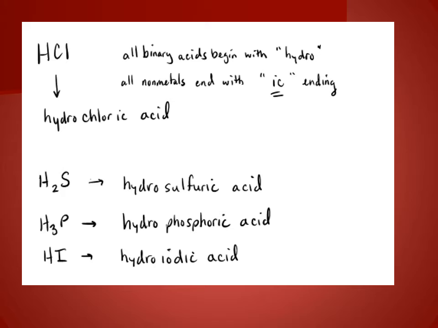In this case, they all begin with hydro, so see, hydro is all right here. And then sulfur becomes sulfuric. They didn't really drop an ending. They just added the suffix ic to it. That's the only one really that I'm aware of that they do that for. Everything else, there is an ending change. In this case, hydrophosphoric acid. And then in this case, hydroiodic acid.